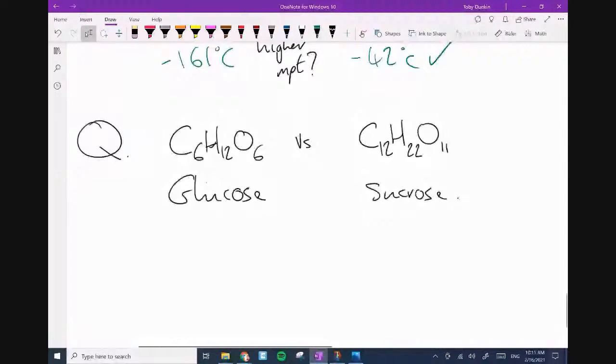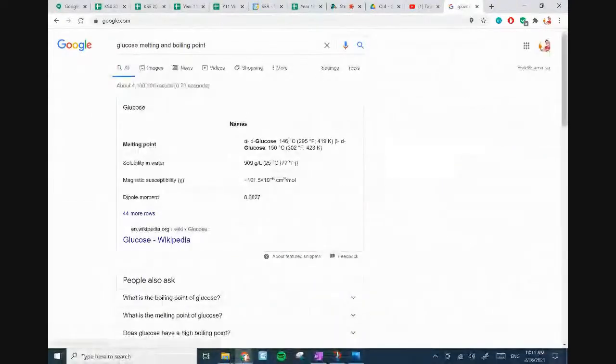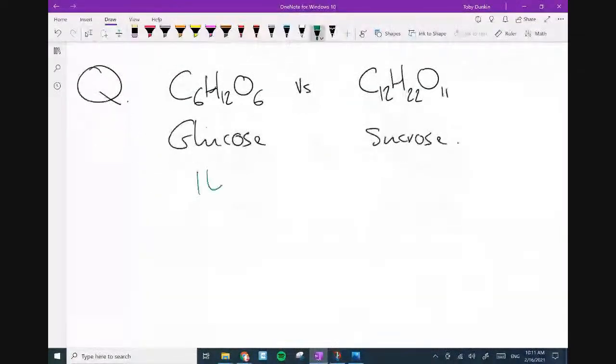Next one, glucose. Let's have a look at glucose. We want glucose melting point. We don't really want boiling point. So that's 146 degrees Celsius. Now sucrose, it's going to be higher. I'm actually just going to get rid of the boiling point. I just want the melting point. It's easier.